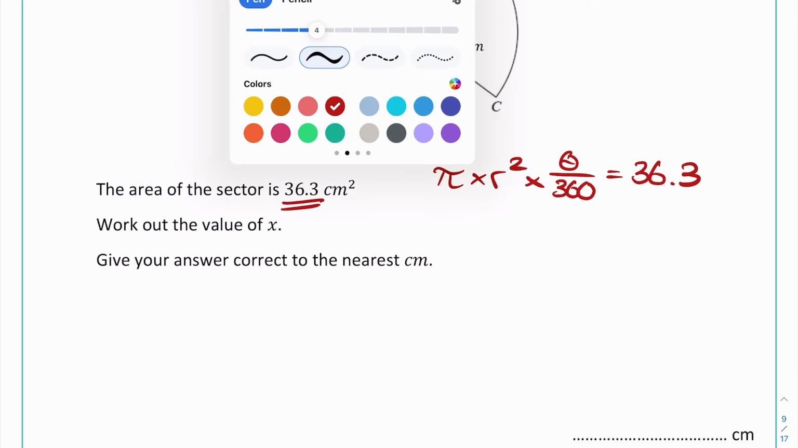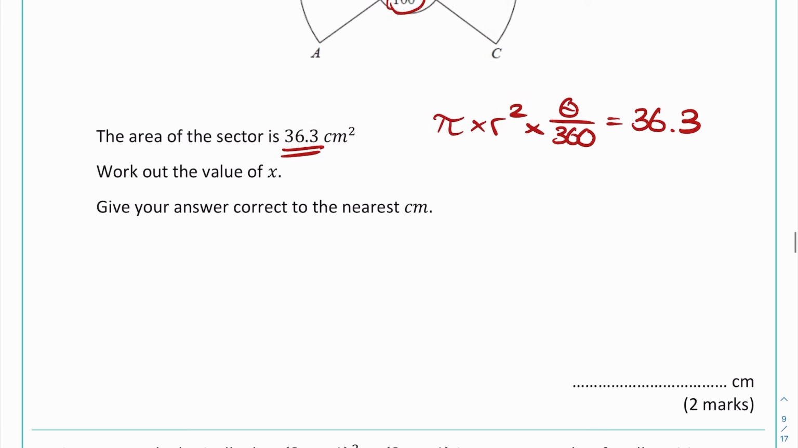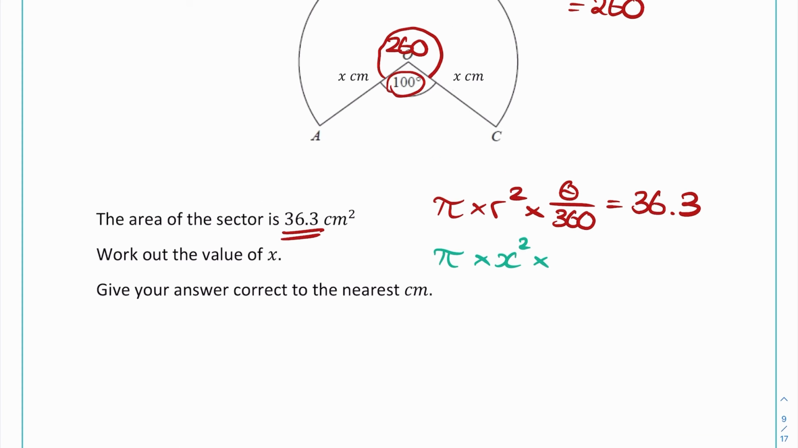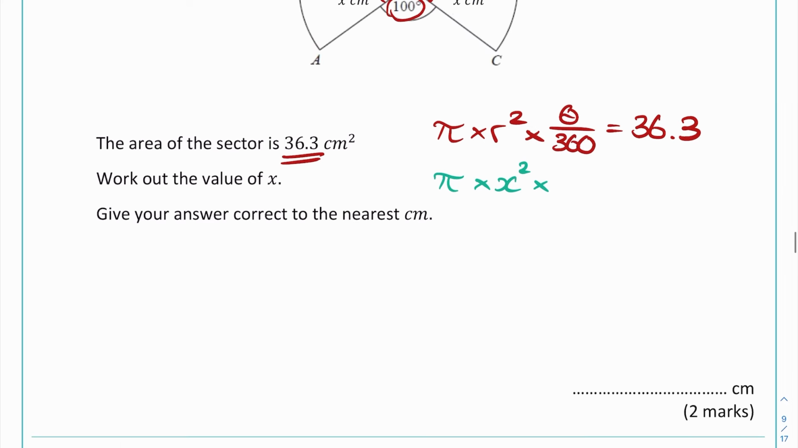So if we just look at the pieces that we've actually got in our question and put them into our equation, we have pi multiplied by, the radius is x, so multiplied by x squared, multiplied by the angle that we're looking at, which is our 260 degrees, so multiplied by 260 over 360, and that is equal to 36.3.